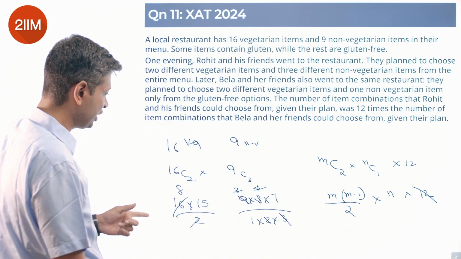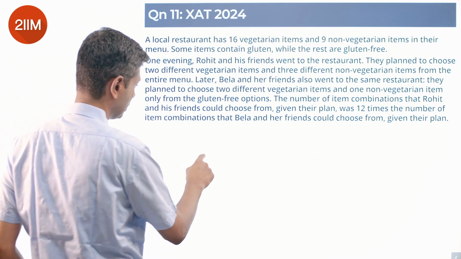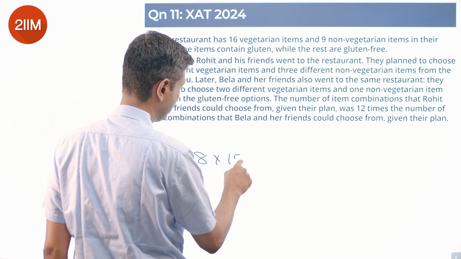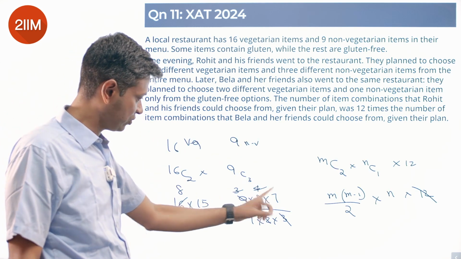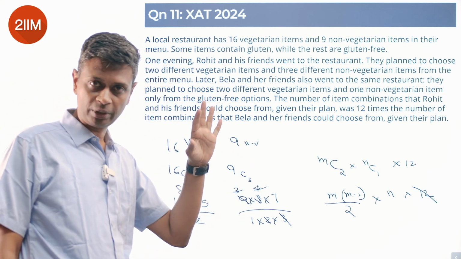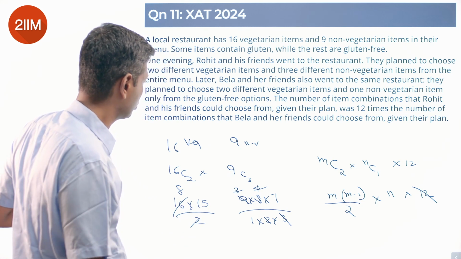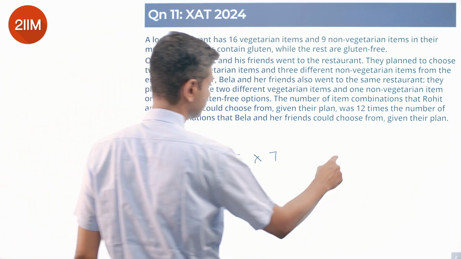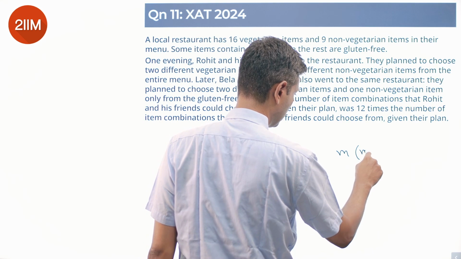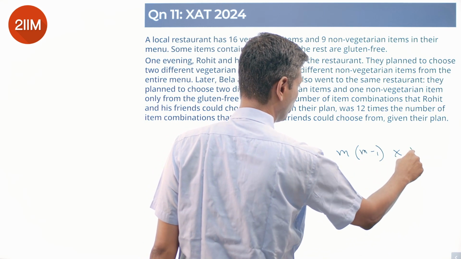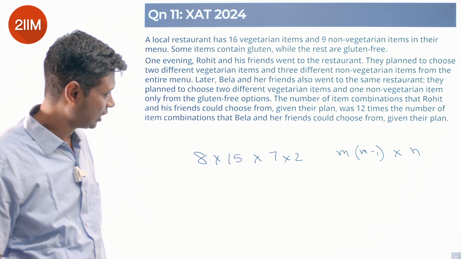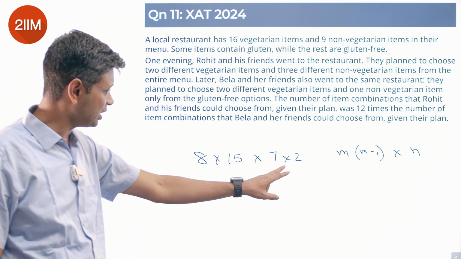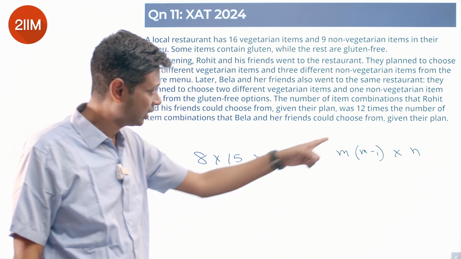8 into 15 into 7. 8 into 15 into 7 is what is remaining. 8, 15, 7. The denominator is completely cancelled. It is M into (M minus 1) by 2 into N, which is M into (M minus 1) into N into 2. I'm going to put the 2 here. Nice. So 14 into 15 into 8.